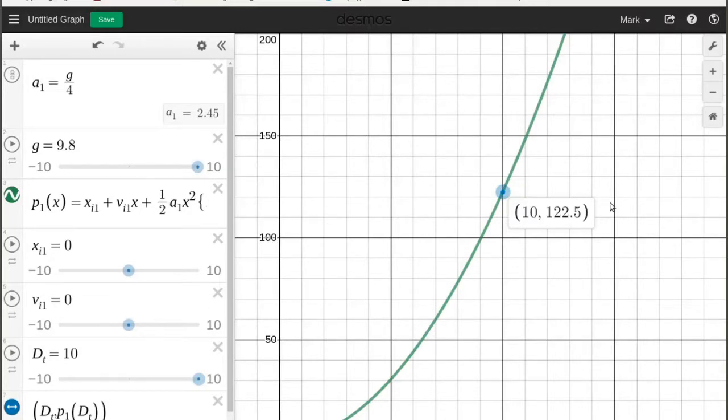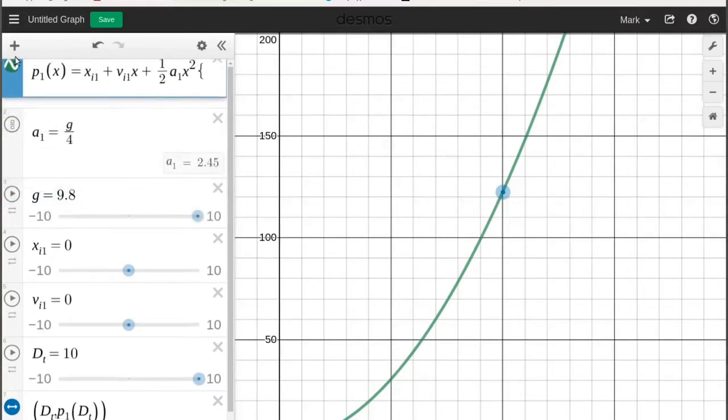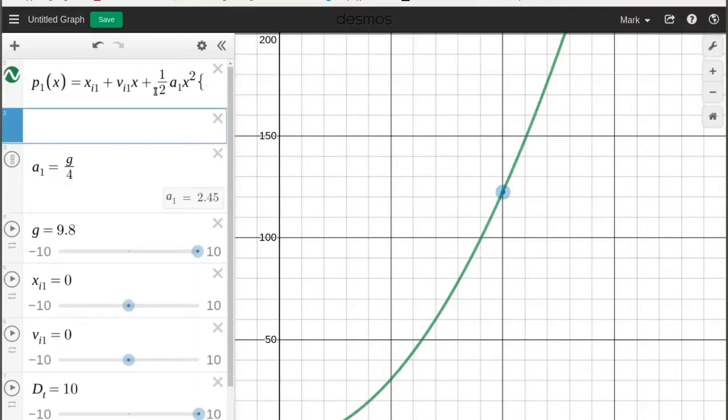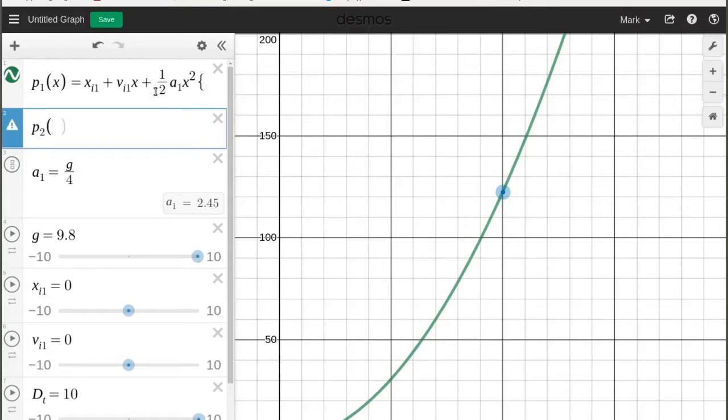Okay, well now I should start thinking about how to connect this up with what happens after the sandbag is cut loose. Basically, I want another position function that will describe what the sandbag is doing after it falls. So let me just put in variables to represent that.